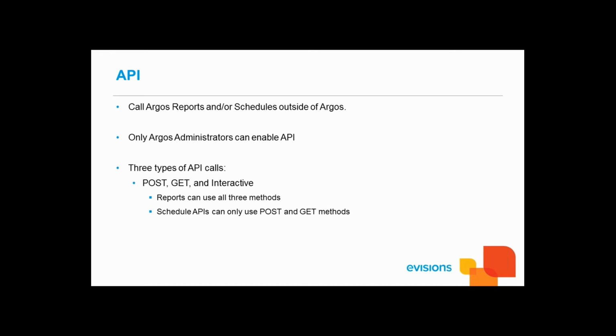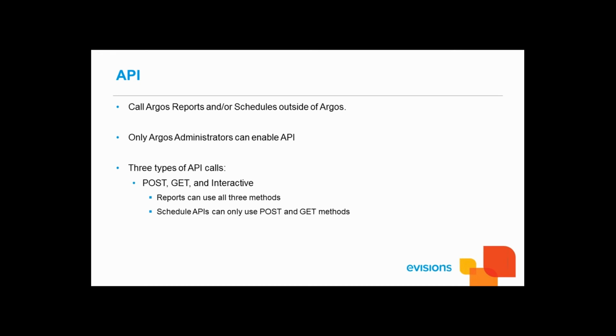An API-enabled report or schedule can be executed through 3 different methods. One method is the HTTP GET request, which is much like the standard URL web page link. Another method of executing the report is via POST form, in which a calling web page gathers any needed parameters. Lastly, there is the interactive method. The interactive mode allows you to call Argos reports from portals, web pages, or third-party applications.